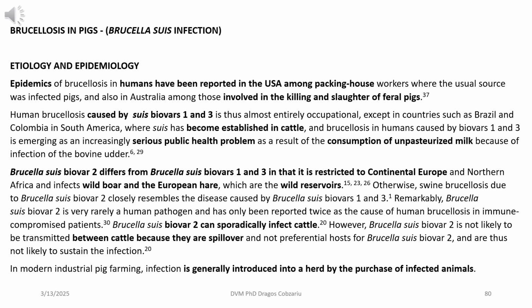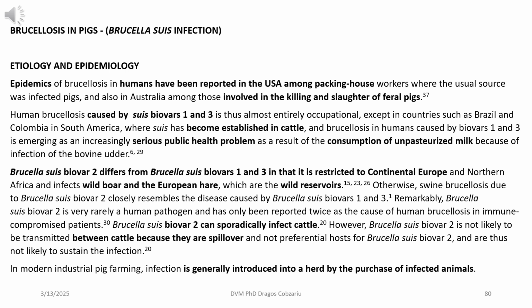Biovar 2 differs from biovars 1 and 3 in that it is restricted to continental Europe and northern Africa and infects wild boar and the European hare, which are the wild reservoirs. Otherwise, swine brucellosis due to biovar 2 closely resembles the disease caused by biovars 1 and 3. Remarkably, biovar 2 is very rarely a human pathogen and has only been reported twice as the cause of human brucellosis in immune-compromised patients.